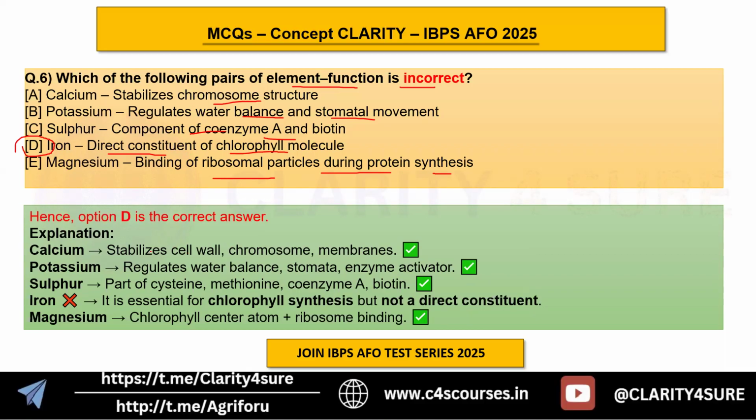Why? Let's see the iron. Iron is essential for chlorophyll synthesis, but not a direct constituent. So the statement that it is a direct constituent of chlorophyll is wrong. It is essential for chlorophyll synthesis because there are other elements which are also involved in chlorophyll molecule synthesis.